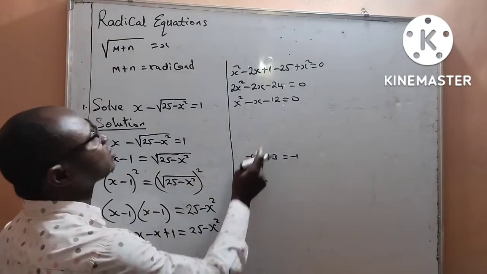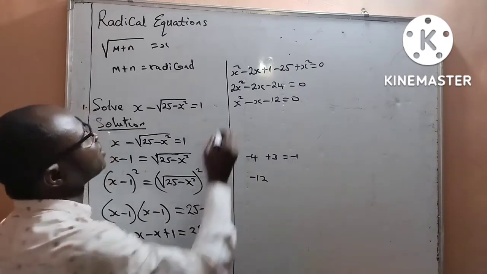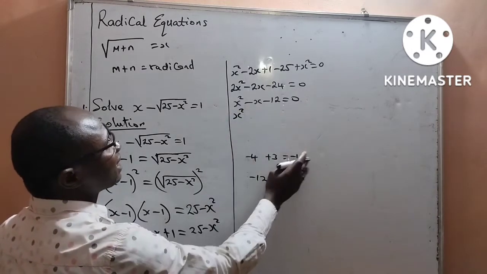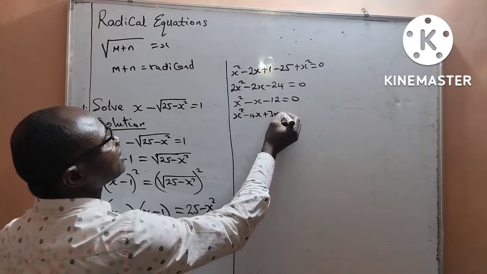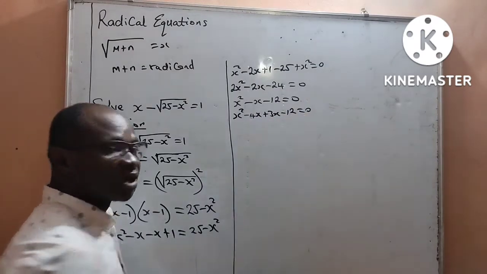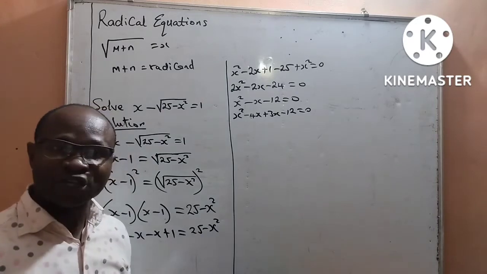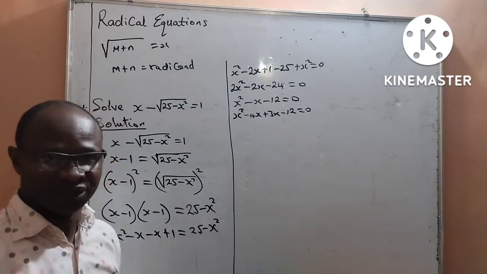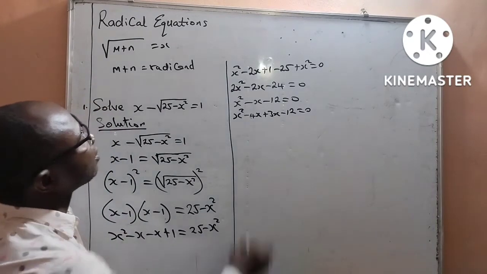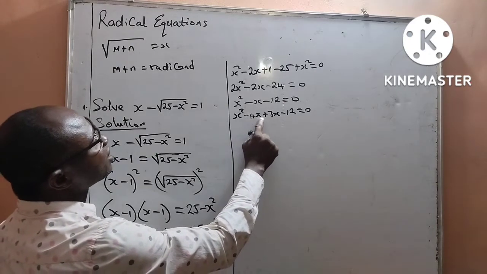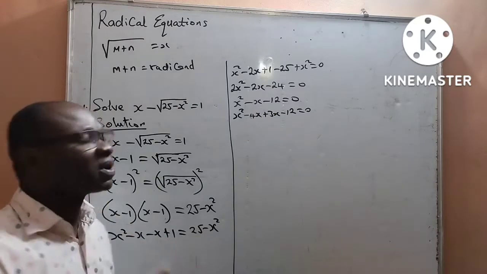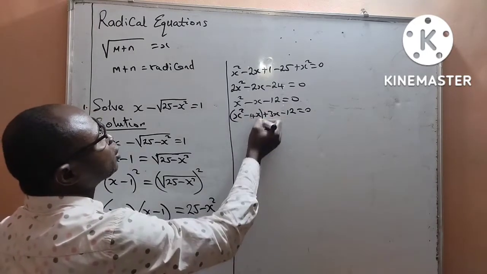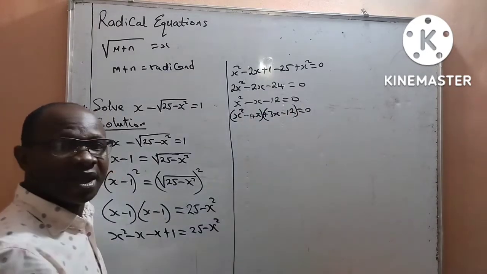Therefore, I will use these two values and replace minus x to get x squared minus 4x plus 3x minus 12 equal to 0. This is called the factorization method of solving a quadratic equation. Beautiful. Now, if you add minus 4x plus 3x, it gives us negative x. That is the only thing we have changed. Therefore, we now put them into brackets.